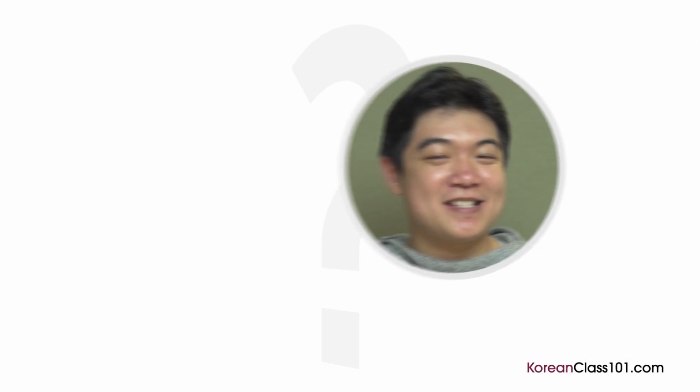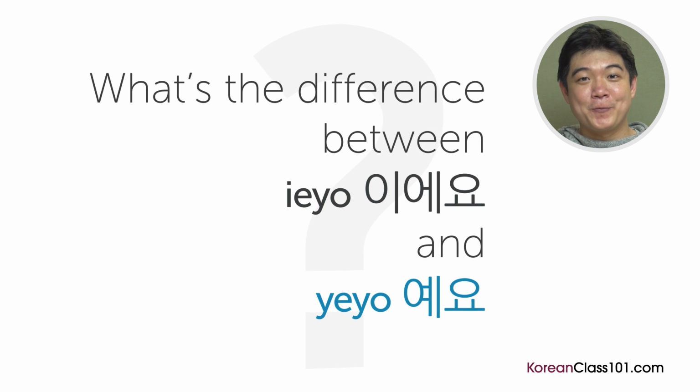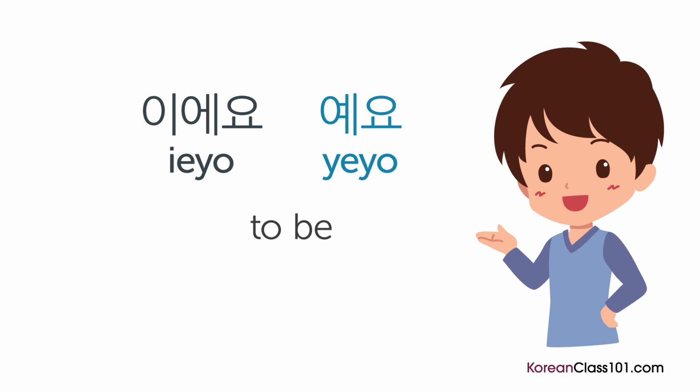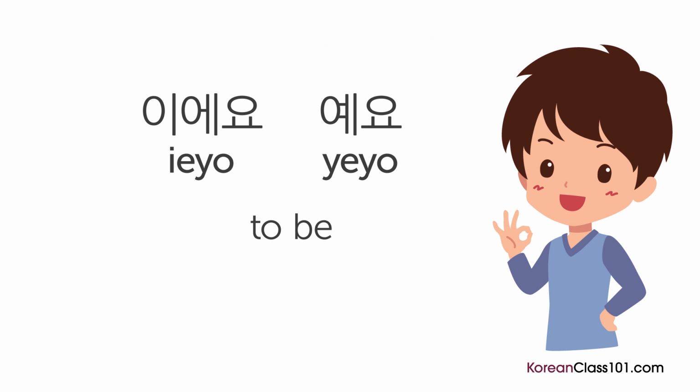The question for this lesson is, what's the difference between 이에요 and 예요? Both 이에요 and 예요 are used to write the English verb to be. So how do you know which one to use? The answer is actually pretty simple.